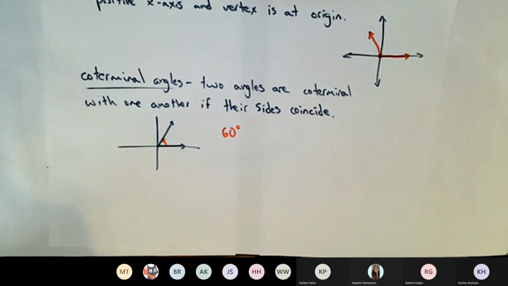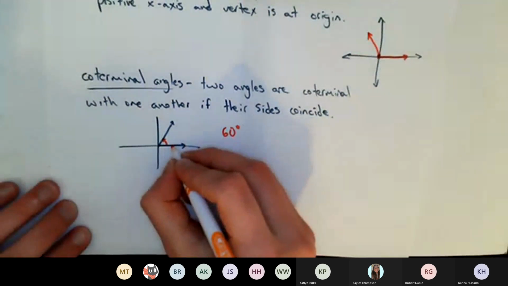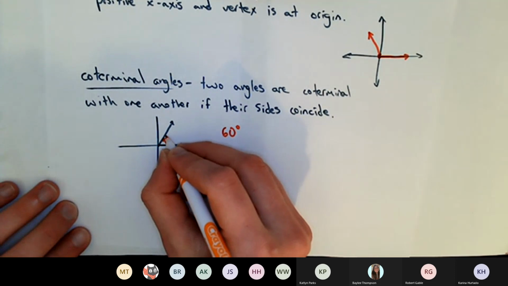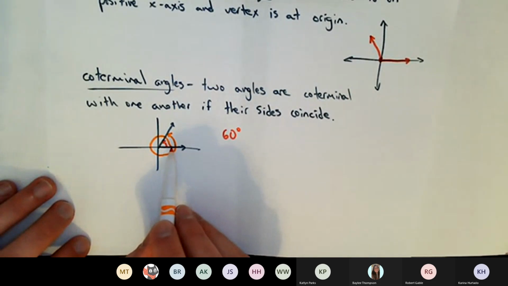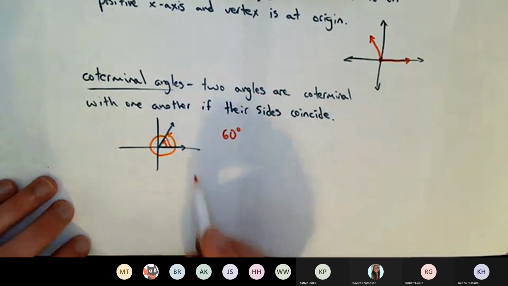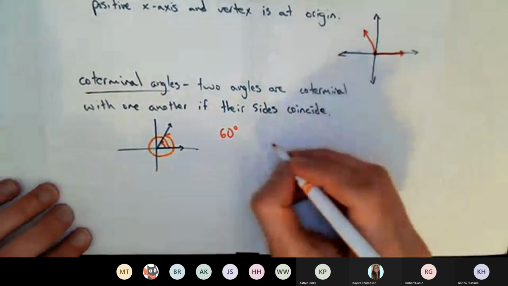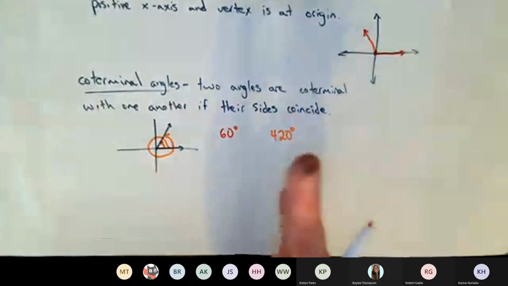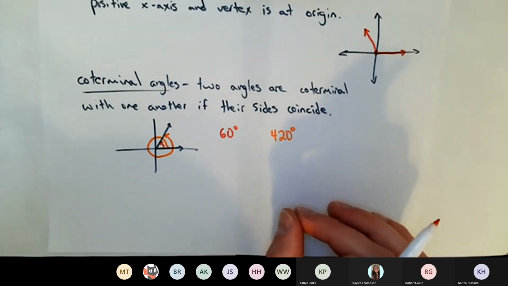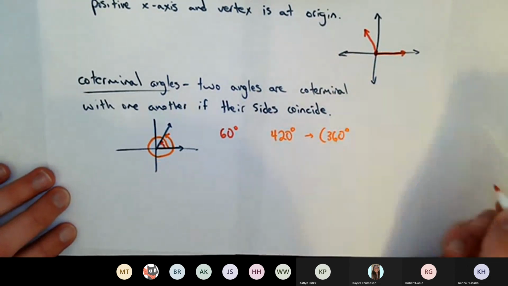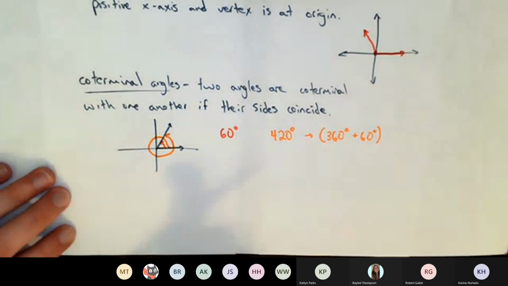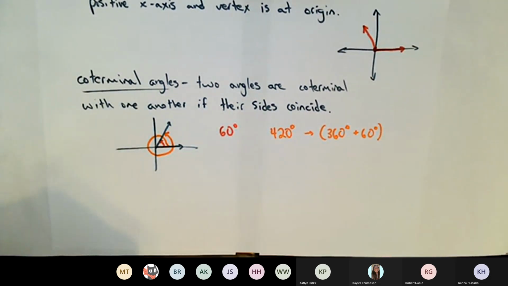I can draw another angle that is coterminal with this angle by starting at the same initial side and ending at the same terminal side, but what if I go past the angle and then all the way back around? Now they have the same initial side and same terminal side, but the angle I've drawn is not 60 degrees anymore, it's 420 degrees, because I went all the way around, which is 360, and then 60 more. So this is all the way around once plus that 60 degree angle. So this is an example of two angles that are coterminal. Okay, straight into an example now.